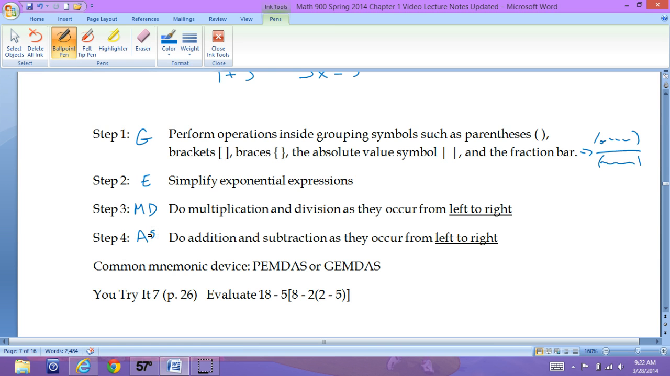So step 3 is multiplication and division as they occur. Now this is the key right here. So they occur from left to right for both multiplication and division and addition and subtraction. They occur from left to right. So don't start doing the numbers that are more convenient to do. When you're looking at multiplication, division, or addition and subtraction, you have to do them left to right. And so we're going to work on this problem a little bit.